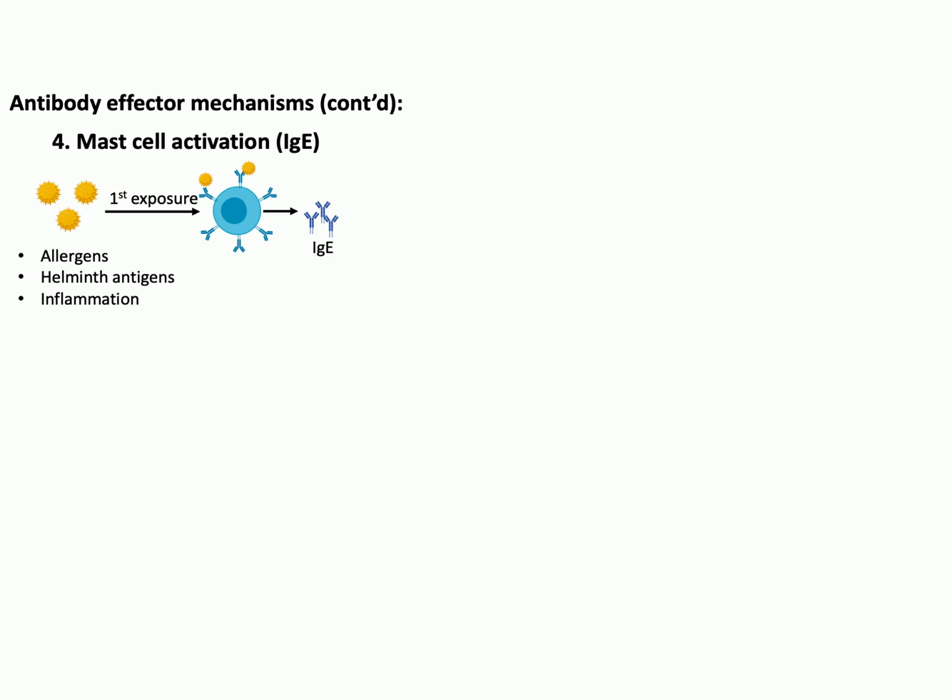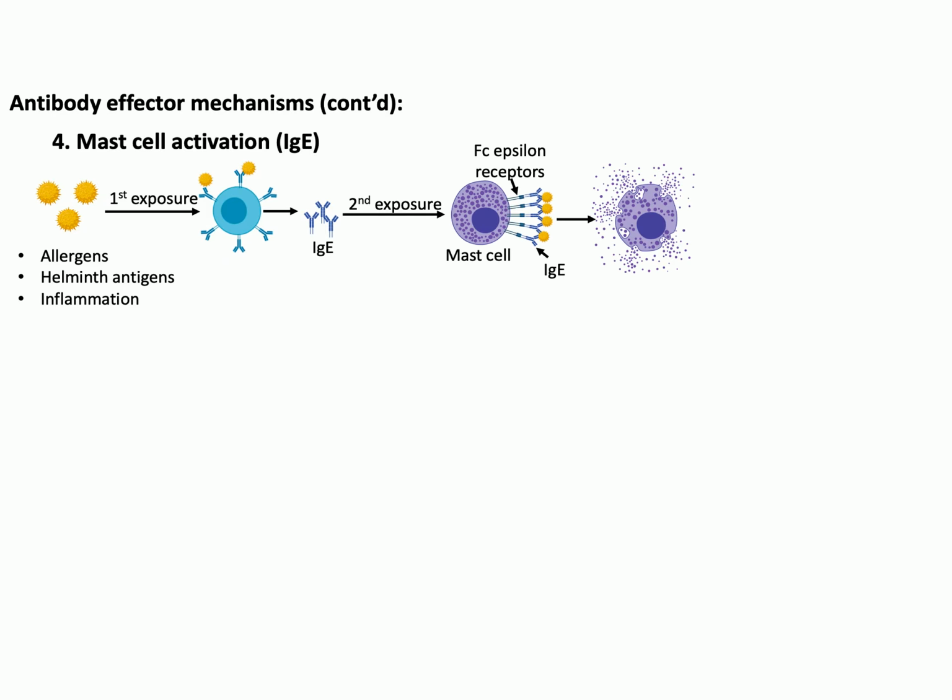IgE antibodies can be induced by exposure to helminths, but also by exposure to inert antigens like allergens. This can lead to the production of IgE, and on a second exposure, these IgE antibodies can bind to the surface of mast cells via the expression by mast cells of these Fc receptors that bind to the constant region of the IgE. When antigen binds to these antibodies that are coating the surfaces of these mast cells, this can then trigger the degranulation of the mast cells and the release of mediators of the allergic response like histamines and leukotrienes.